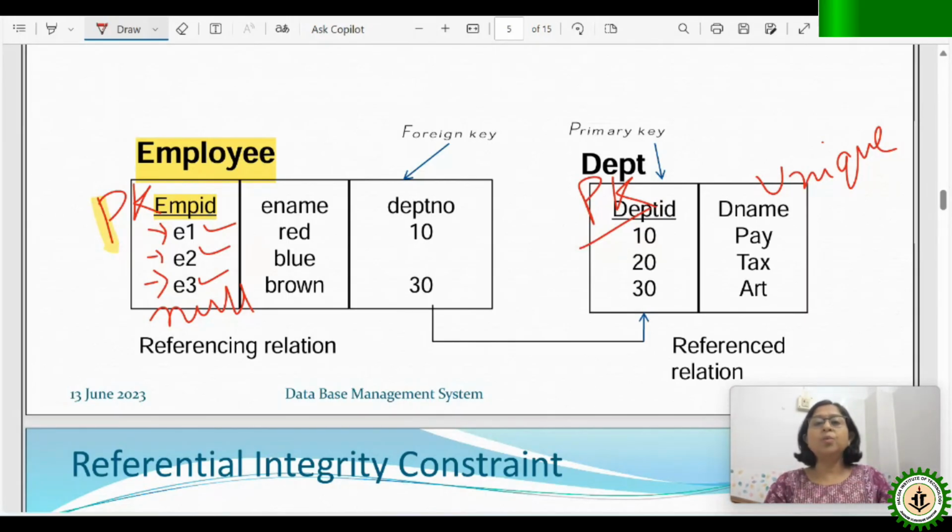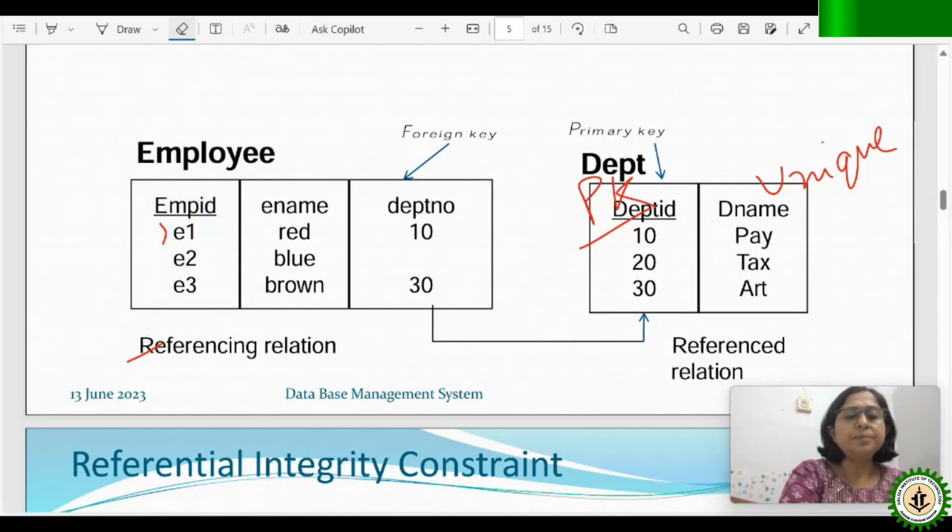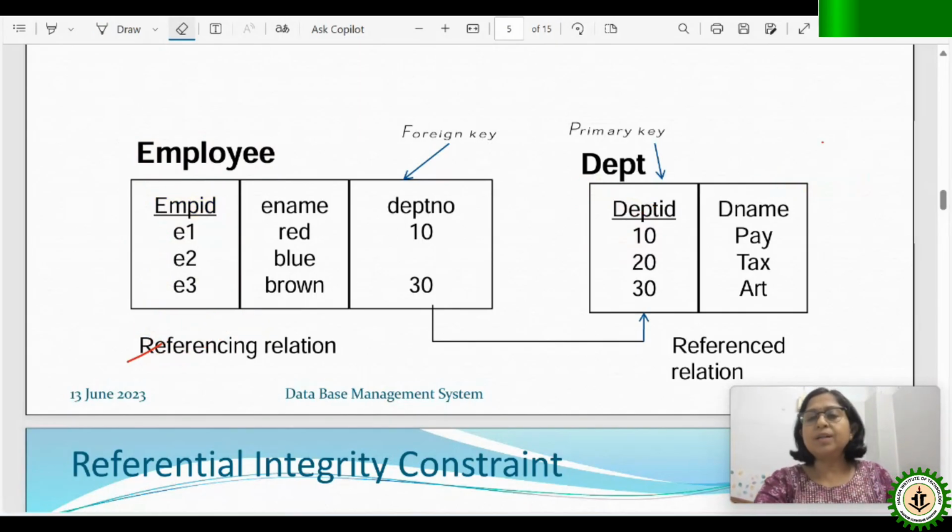The answer is no, because more than one employee ID will be null. So how can you distinguish two tuples? Obviously not, right? So you must be understanding that primary key will definitely be unique as well as not null, right? Okay. So let us remove all these. So you understood all this.